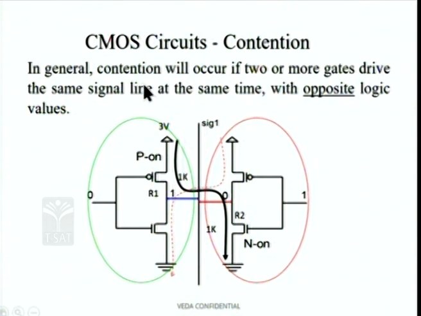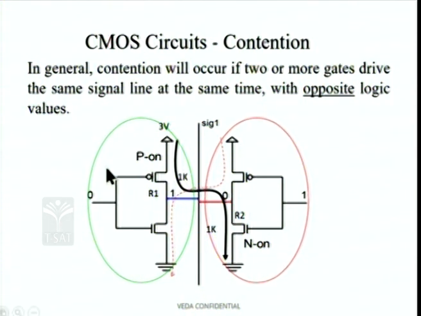Now, let us look at what is meant by contention. Contention in CMOS devices. In general, contention means a fight which will occur if 2 or more gates drive the same signal line at the same time, but with opposite logic values. With the same logic value, if they drive, there is no fight. They are cooperating. They are not contending. That is cooperation, not contention.